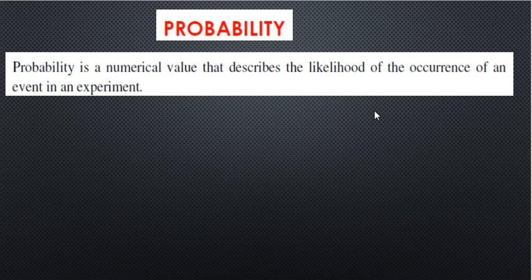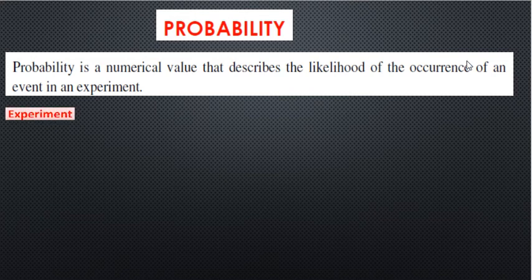What is probability? It is a numerical value that describes the likelihood of the occurrence of an event in an experiment, the chance of something to happen. In life, probability has its own importance because we need to predict the probability or the chance of something before we try. So there are some terminologies that we need to raise here. Let us start by those points.